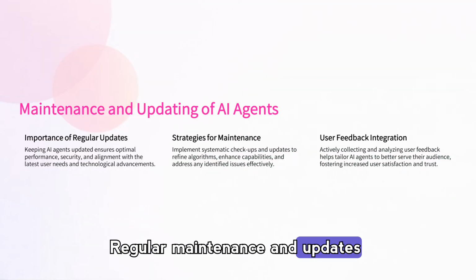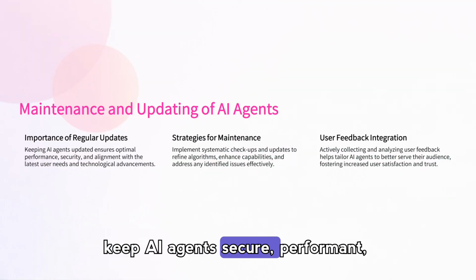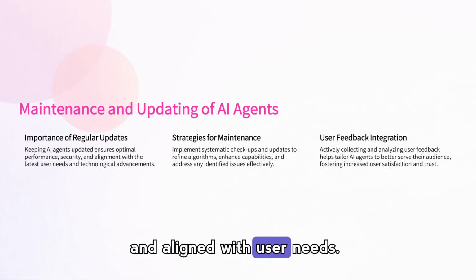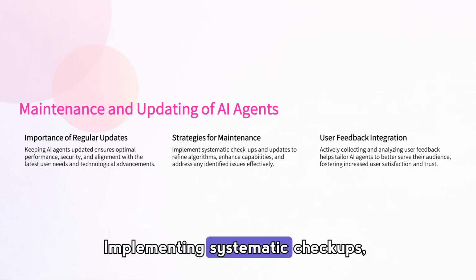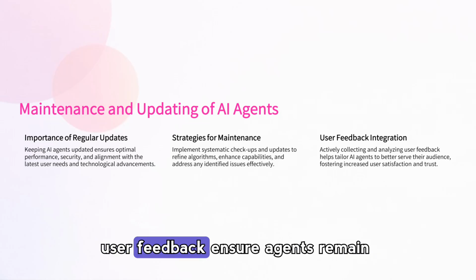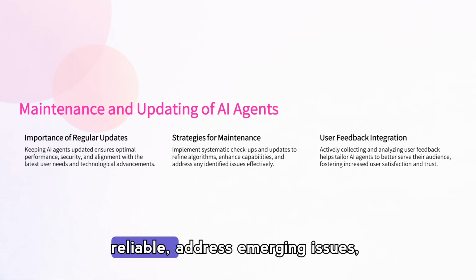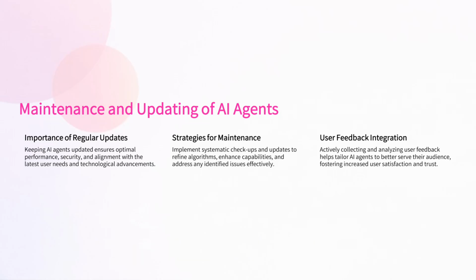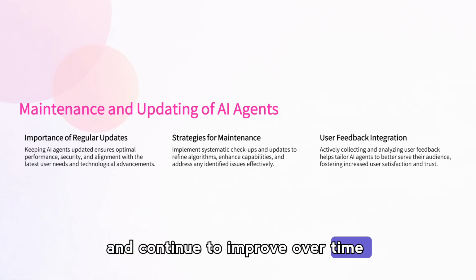Regular maintenance and updates keep AI agents secure, performant, and aligned with user needs. Implementing systematic checkups, monitoring for drift, and integrating user feedback ensure agents remain reliable, address emerging issues, and continue to improve over time without full retraining from scratch.